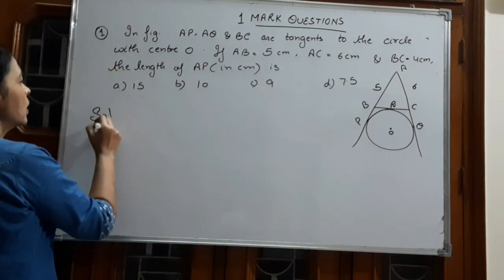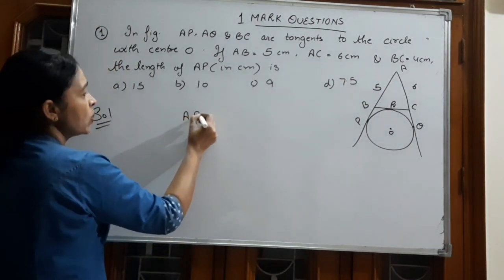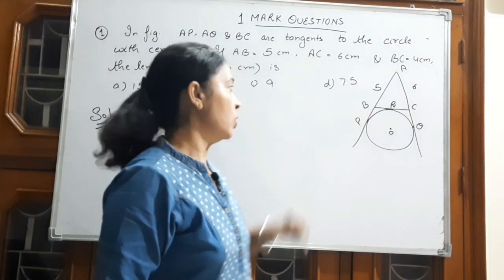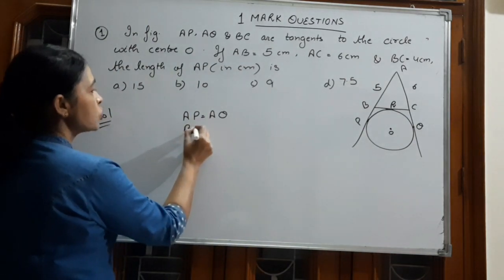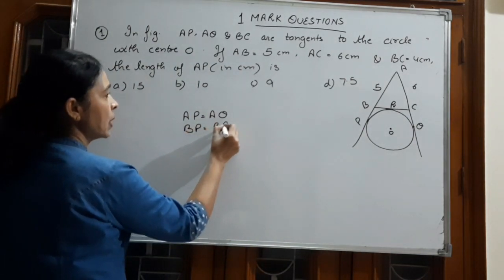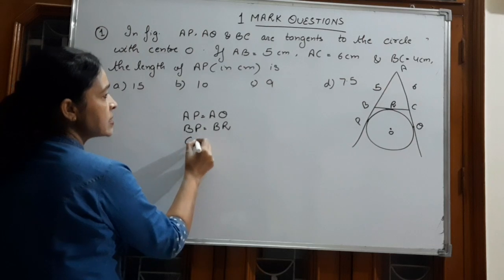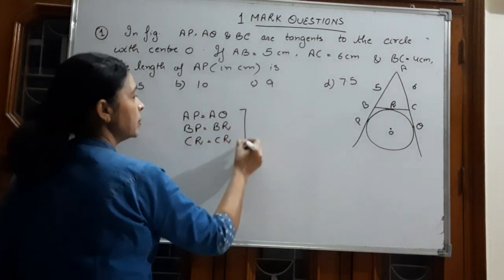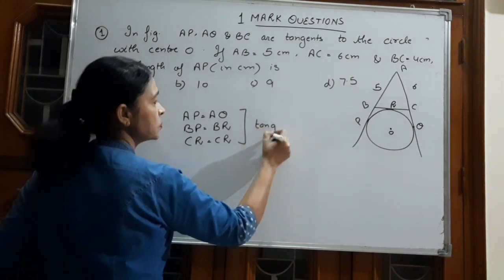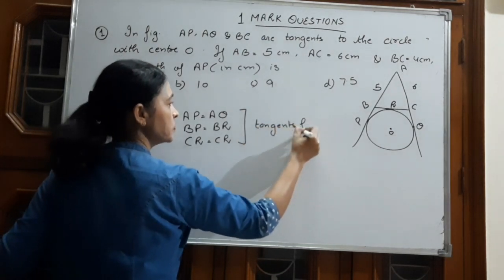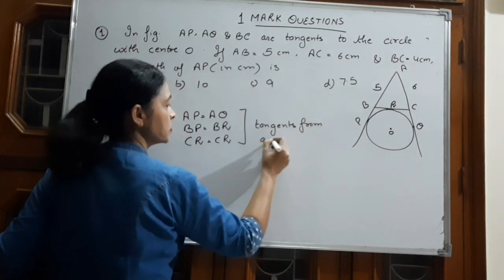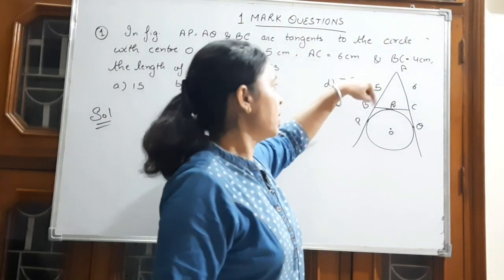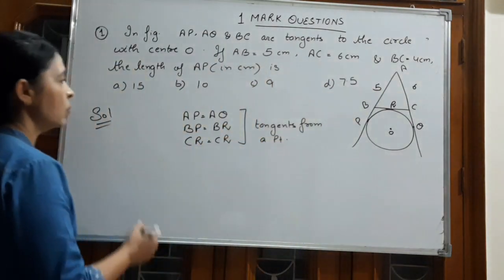Now, AP equals AQ. BP equals BR. And CR equals CQ. Why? Because the lengths of two tangents from a point are equal.